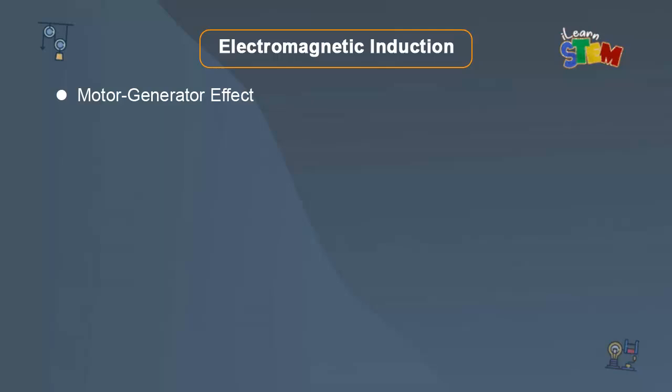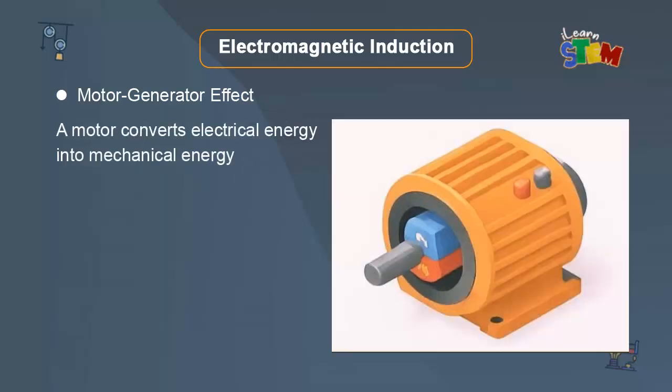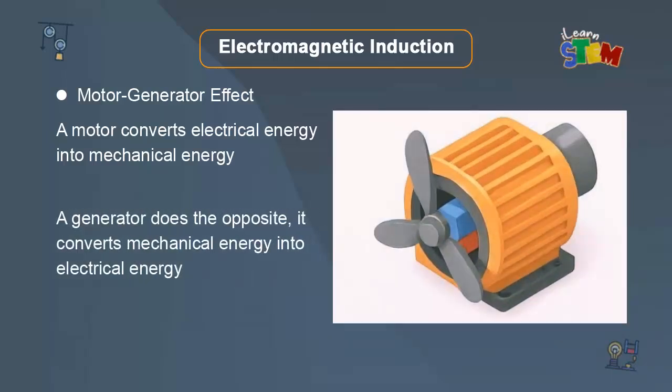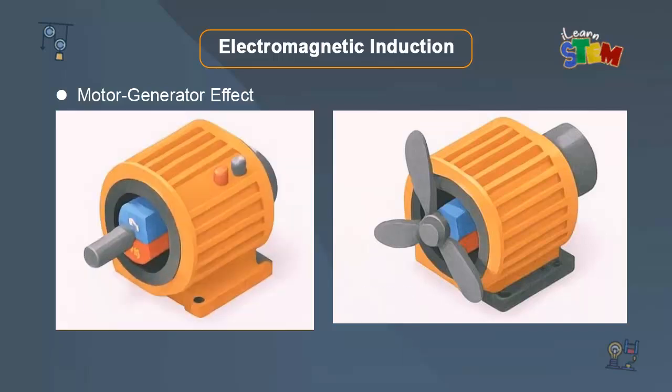Motor generator effect. This refers to the relationship between motors and generators. In simple terms, a motor converts electrical energy into mechanical energy. A generator does the opposite. It converts mechanical energy into electrical energy. Both devices work using magnets and coils, and they depend on electromagnetic principles to function. The same basic setup can either run a motor or generate electricity. It depends on what energy you're putting in and what you want out.